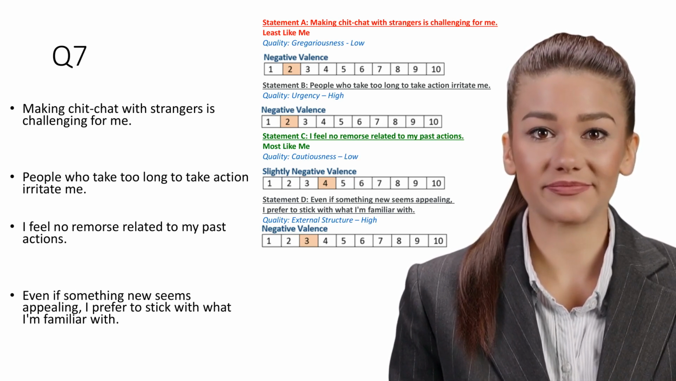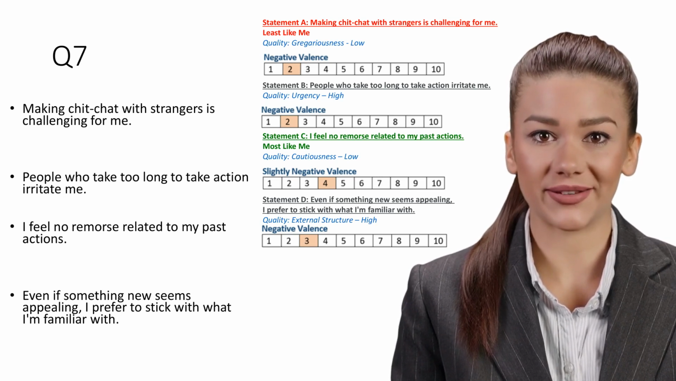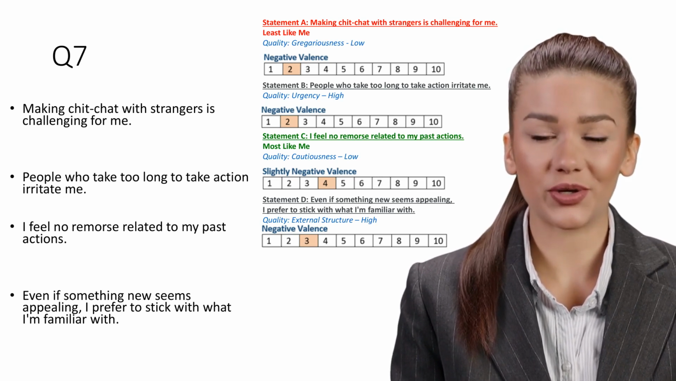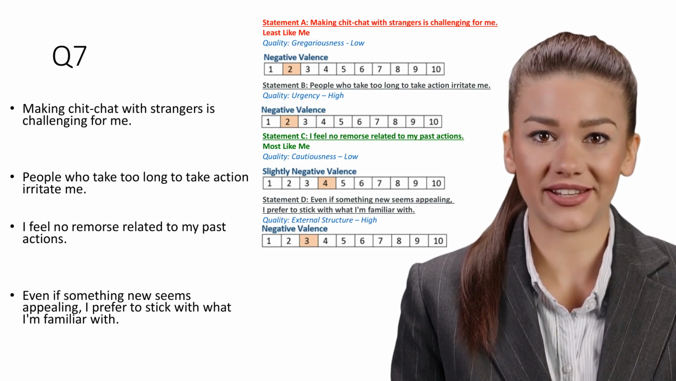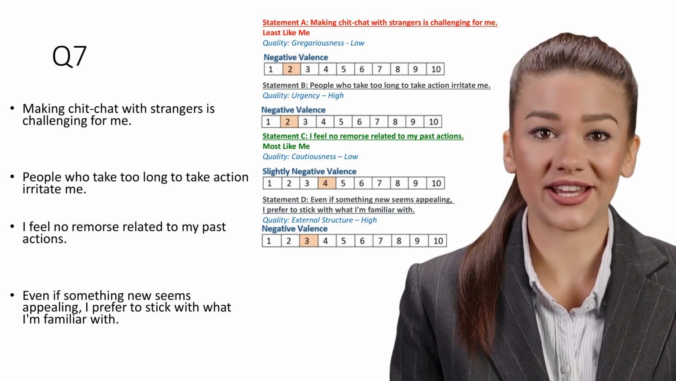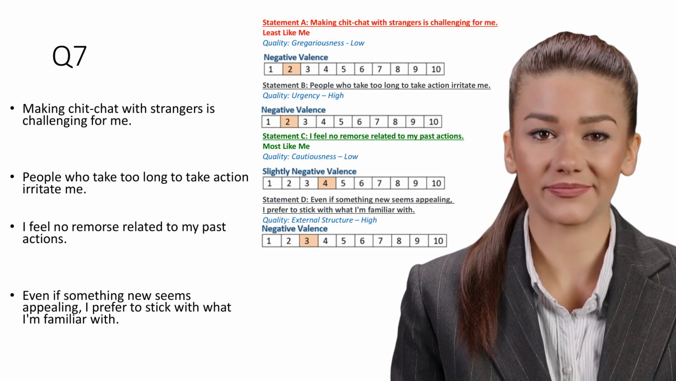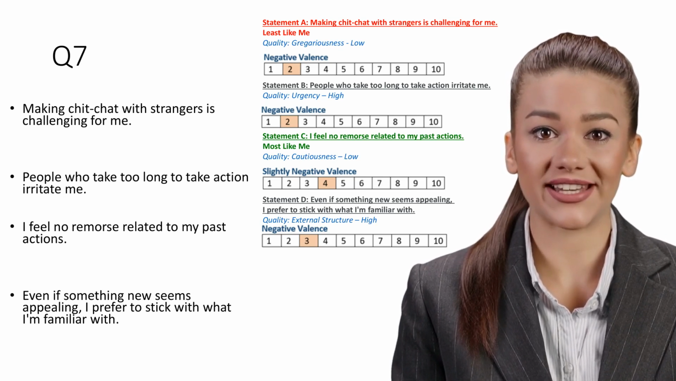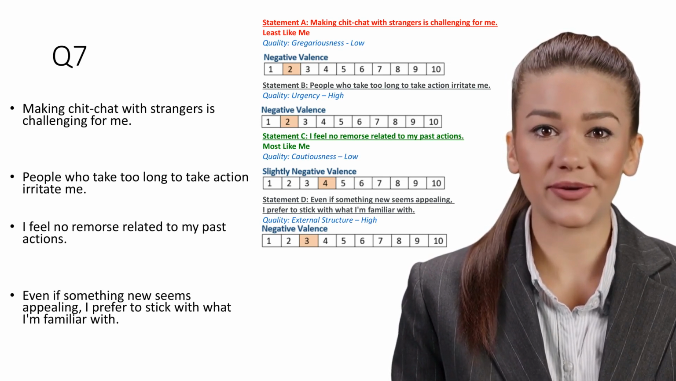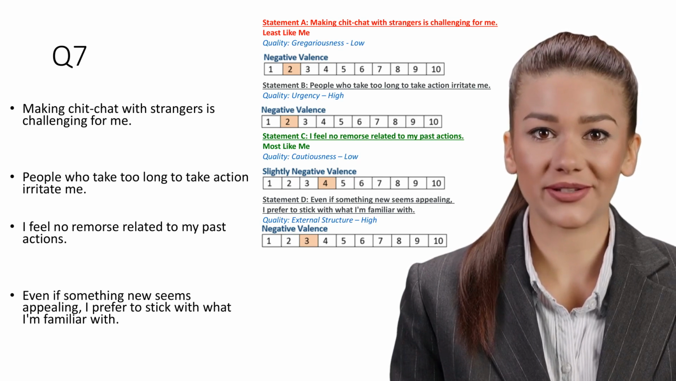Statement C. I feel no remorse related to my past actions. Most like me. Quality. Cautiousness low. Looking back with regret or anxiety takes the focus away from current requirements and needs. This is more positive for these positions than the other three somewhat negative statements. There are, however, occasions where mistakes occurred that need to be reviewed, remedied, and apologized for moving forward.